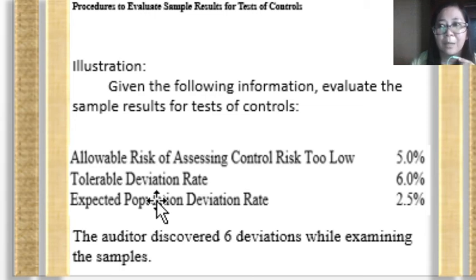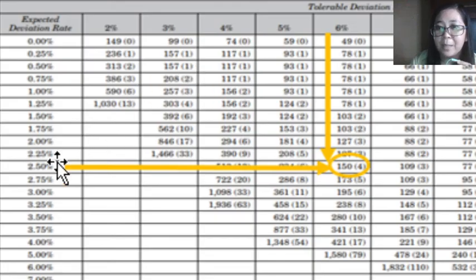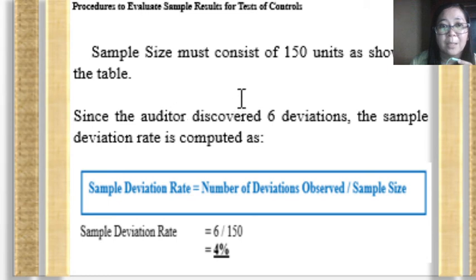But for example, in this example, we have taken our reference, okay, these rates are already given. So meaning with these types of rates, using this table, the auditor used the sample size of 150 units. So to continue, since the auditor discovered 6 deviations, how do we determine or compute the sample deviation rate?